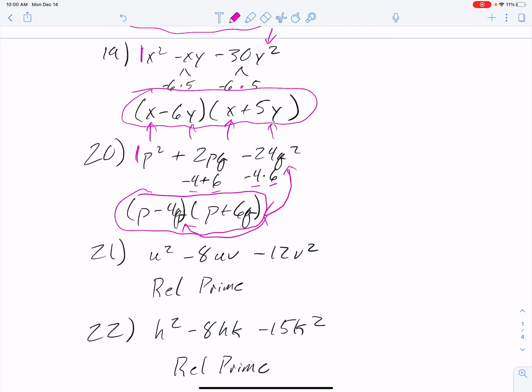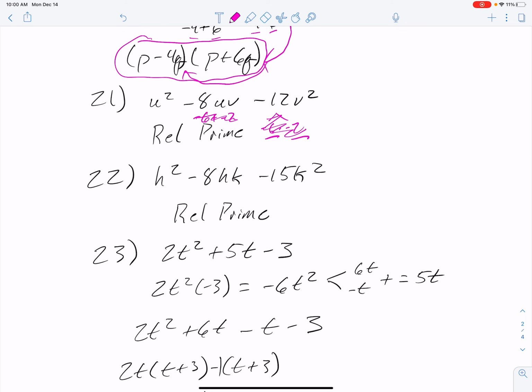Now, conveniently, or inconveniently I should say, we're going to notice that the values we would need to add up to negative 8 from negative 12 would lead to a positive 12, negative 6 times negative 2. No combination of factors for negative 12 add up to negative 8, so this function is relatively prime. Similar to number 22, the book is trying to confuse you and think that you can use negative 5 and negative 3, because negative 5 plus negative 3 would add up to negative 8, but negative 5 times negative 3 would be 15, so we know that this is relatively prime.